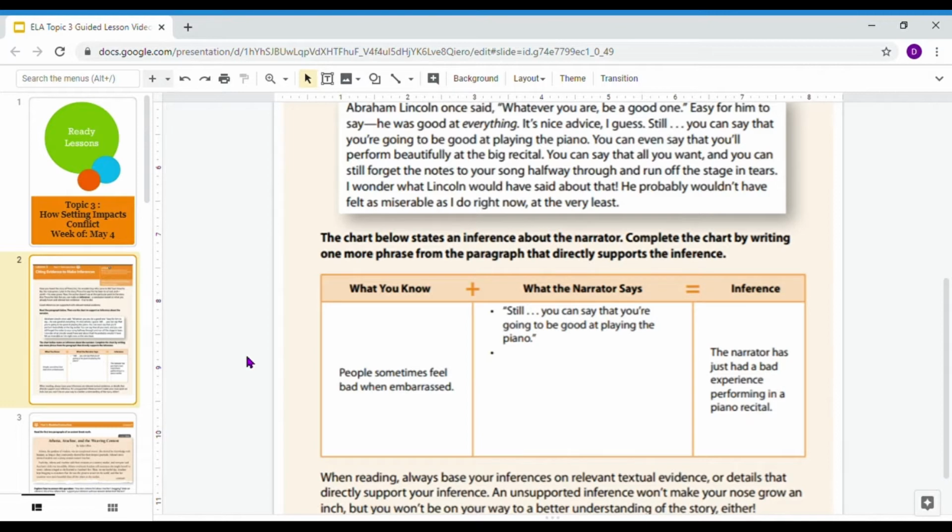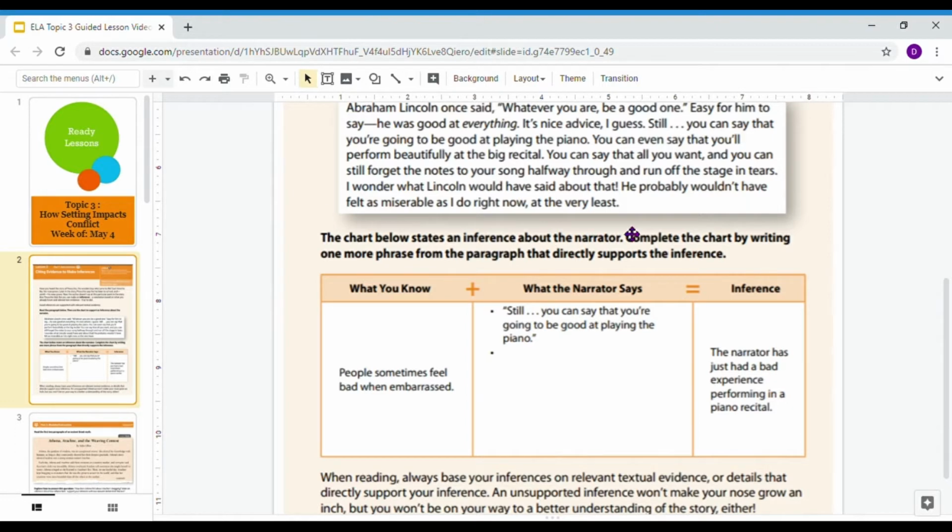So we're going to organize and really analyze these details and what we already know to figure out or determine an inference. The first column is what we know. Something that we know: people sometimes feel bad about themselves when they're embarrassed, and some people react differently than others. But when you're embarrassed about something, there's no doubt about it, you don't feel good inside. Whether you react by putting your head down or running out of the room or yelling or just being quiet, you still don't feel good inside. So that's something that we already know.